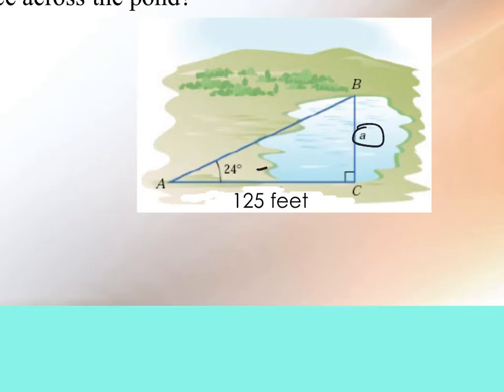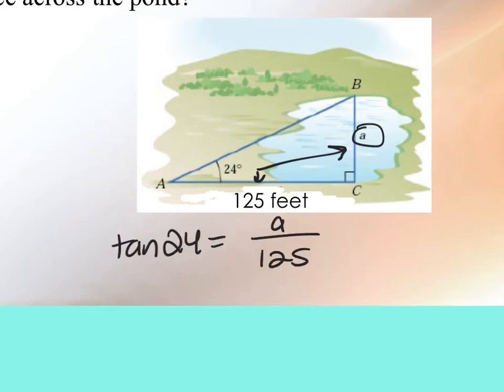In respect to the 24, A is where? Tangent. A is opposite. 125 is adjacent. So I'd say the sine of 24 equals A. No, I say the tangent of 24 equals A over 125. Now the number's in the bottom, so in the calculator I just do 125 times the tangent of 24. And I get A is 55 point.